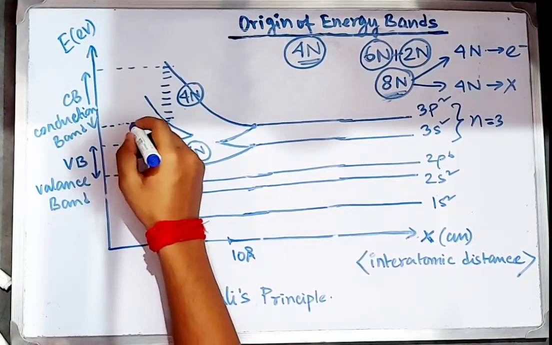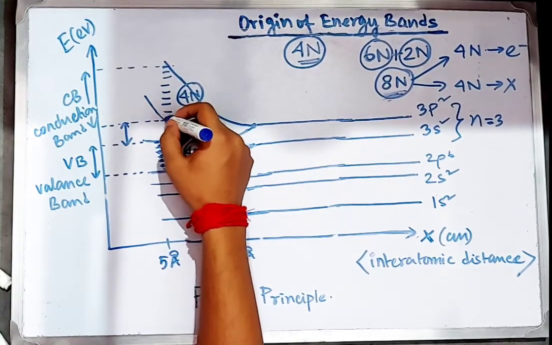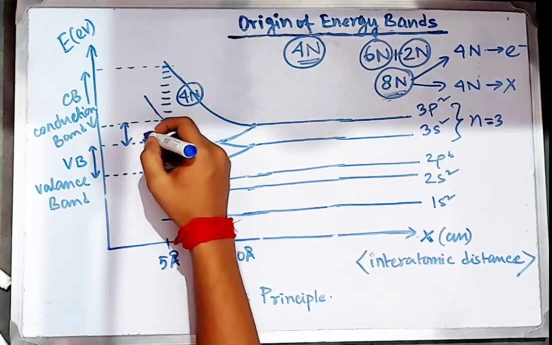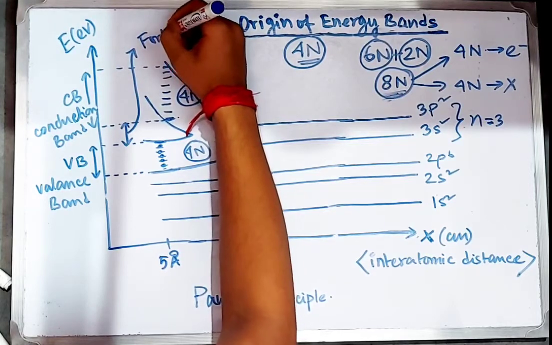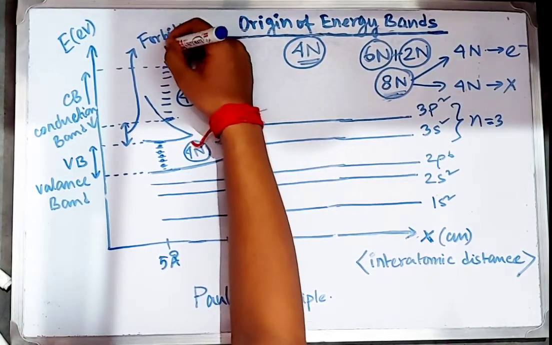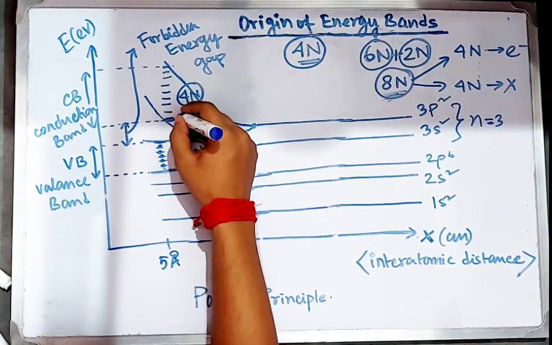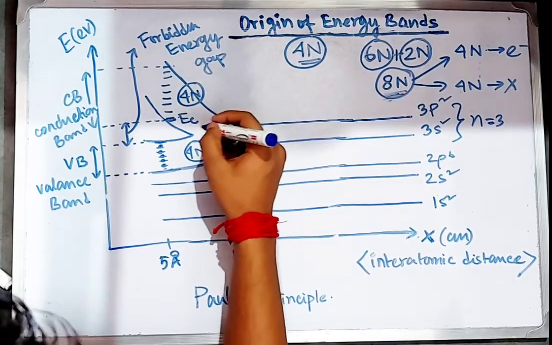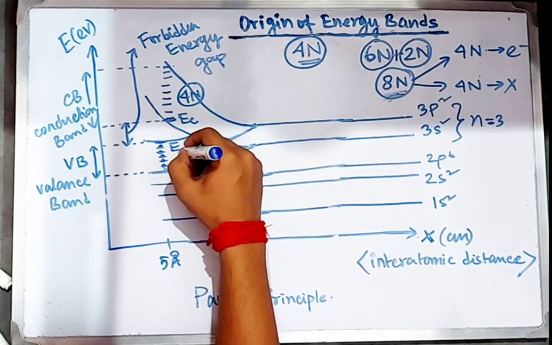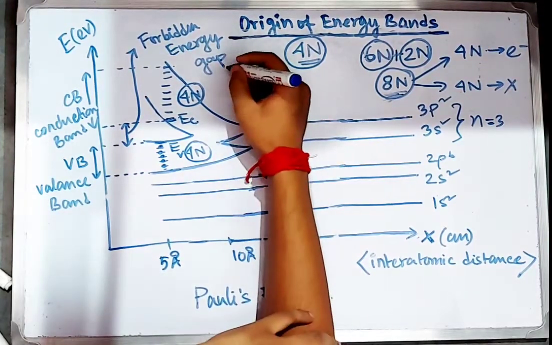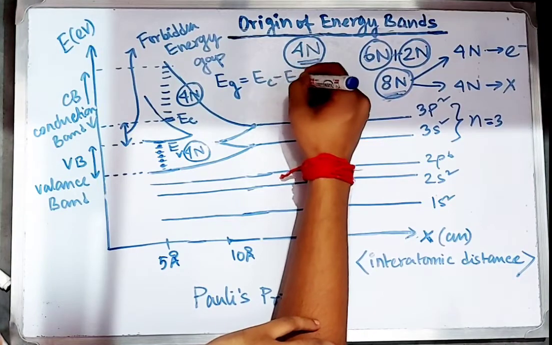And the difference between the lowest energy state of the conduction band and the highest energy state of the valence band is known as the forbidden energy gap. The lowest energy state of the conduction band is denoted by EC, and the highest energy state in the valence band is denoted by EV. So this forbidden energy gap is denoted by EG, which is nothing but EC minus EV.